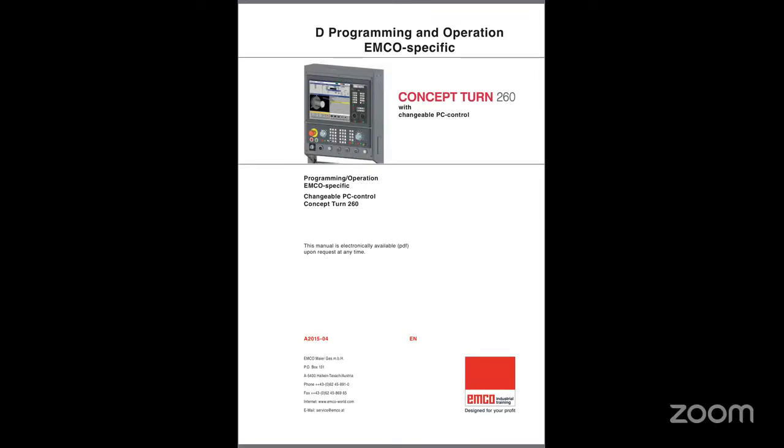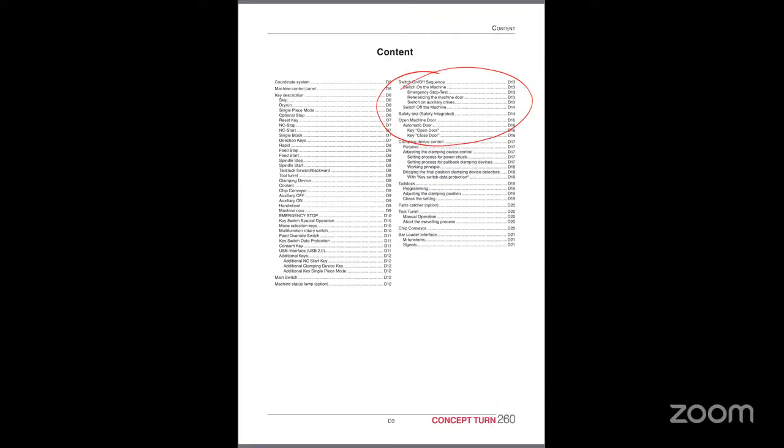So before starting operating this Emco Concept Turn CNC machine, you should know the different keys. First of all, you should understand the coordinate system, then only you will be able to write a program correctly.